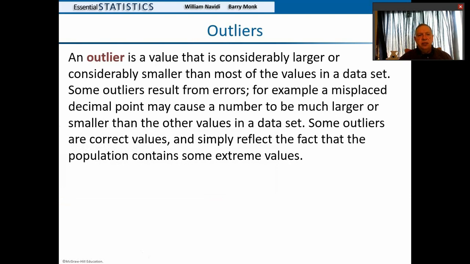For example, a misplaced decimal point may cause the number to be much larger or smaller than the other values in a data set. Some outliers may be correct and simply reflect the fact that the population contains some extreme values. If you were looking at average temperatures, you may have hit a hot day that you just normally wouldn't see. The outlier would flag it. You would go back and check, is that data correct? Was it really that hot or that cold on that day? And it may be. Or it may be that instead of 10 degrees, somebody entered an extra 0 to give you 100 degrees.